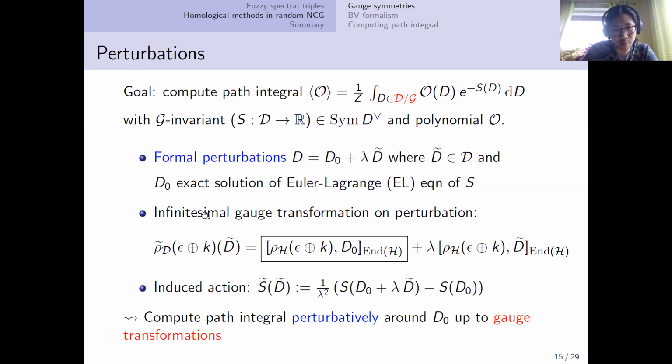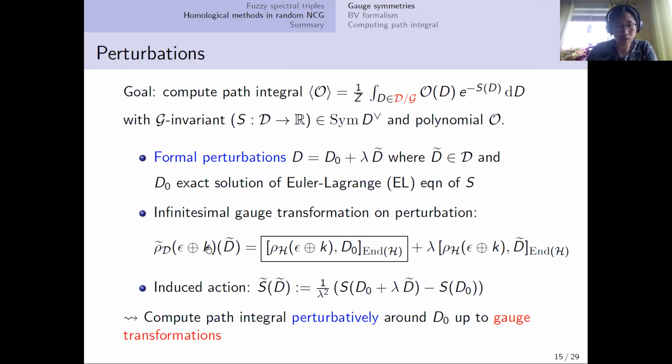The infinitesimal gauge transformations on the perturbation will take this form. In particular, we have this inhomogeneous piece, which turns out to have some consequences later. We also have this induced action, and we normalize it by dividing by lambda squared, because we want the first term to be of order lambda to the power of zero. This subtraction is convenient to make sure that the lowest order term in the action is quadratic.